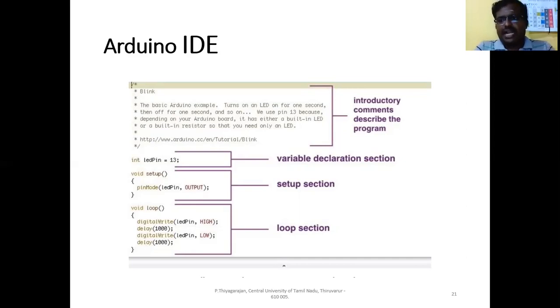Here, since I said that I have to switch the LED on and off alternatively, that logic has been written here, and this has to be compiled, debugged, and run, and it should be thrown into the microcontroller. This is the overall view of how the Arduino IDE looks.